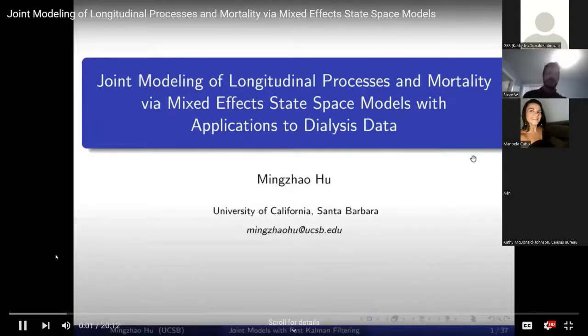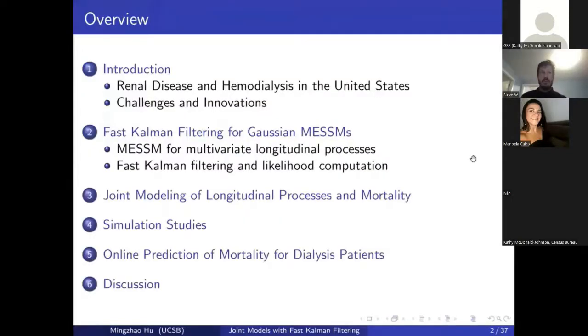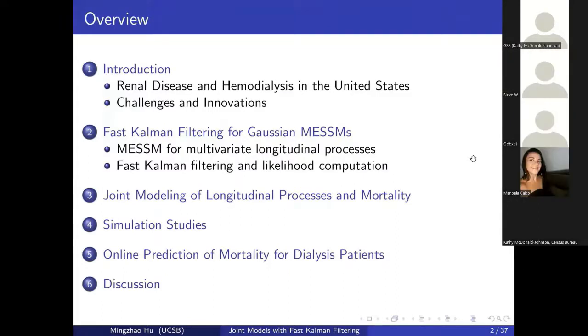My name is Ming, and I am a statistics PhD candidate at the University of California, Santa Barbara. First, I will introduce the background on renal disease and hemodialysis in the United States, as well as the challenges and innovations that we faced for our research. In the second part, I will introduce our novel fast Kalman filtering algorithm for Gaussian mixed effect state space models, as well as the joint modeling framework that we have built to model the individual time series and mortality. I will then go on to discuss some of the simulation examples and online prediction for mortality in our fourth and fifth section, and then finish with a discussion of our research.